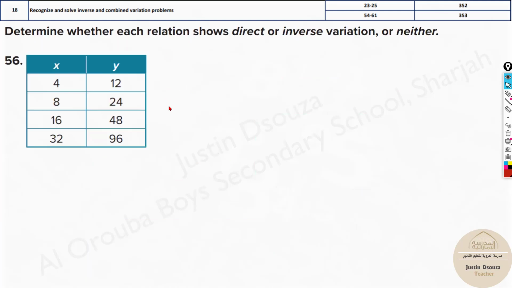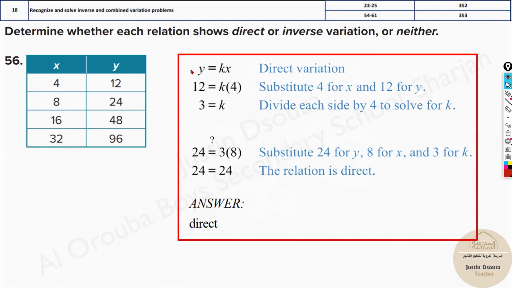Now we have a table and we need to use the basic knowledge of direct and inverse variation and check whether they are both. If they are not direct or inverse, you should say neither. Here, I'll just walk you through this problem. All you need to know is the direct variation formula is y is equal to kx. And take any two values. We start from the first one itself. Y is the y value given, 12. X is over here. Find the k value. K becomes 3, right?